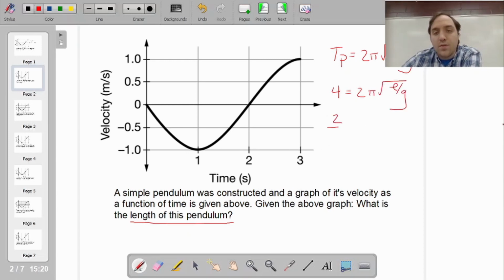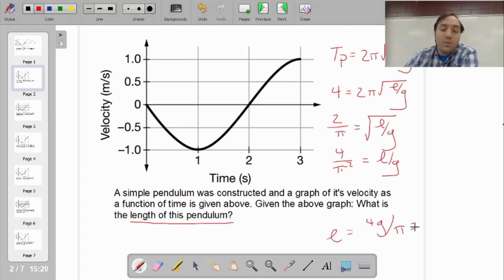Rearrange, I get 2 over pi equals the square root of L over g, or 4 over pi squared equals L over g, which means L is 4g over pi squared, which is an exact answer, which is typically what you'll see on the AP exam, but a more numerical value, using g equals 9.8, is 3.97 meters.